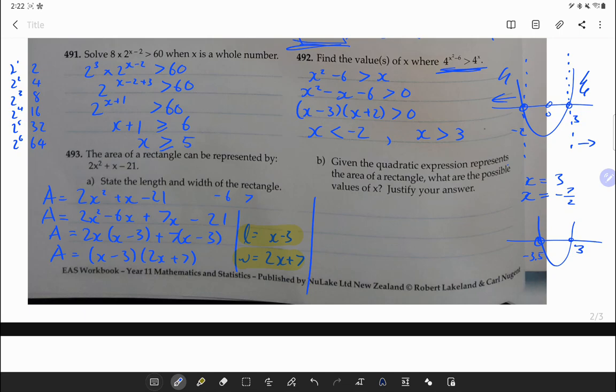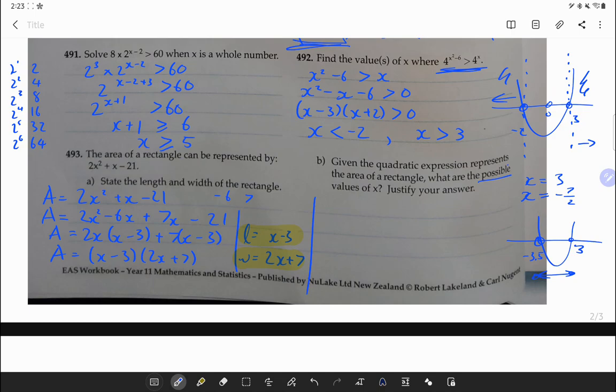First of all, we're not going to have a negative area rectangle. So we know that everything between 3 and negative 3.5, that bit here, the area is negative. So we know that's not possible. That is not a possible value of x.